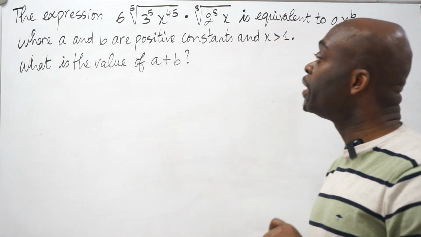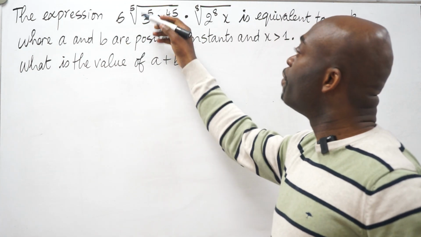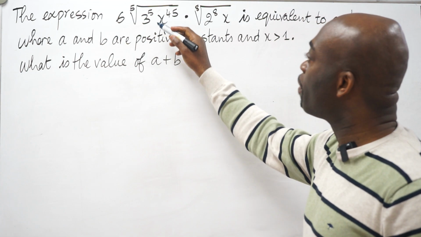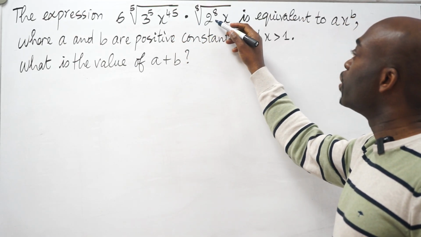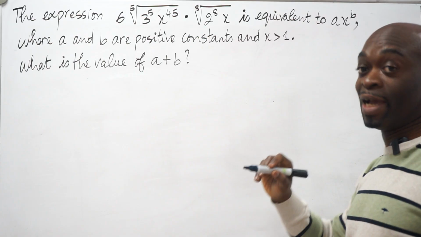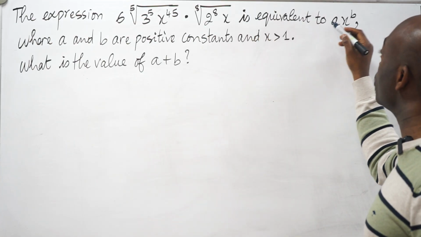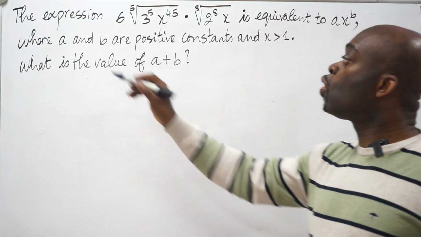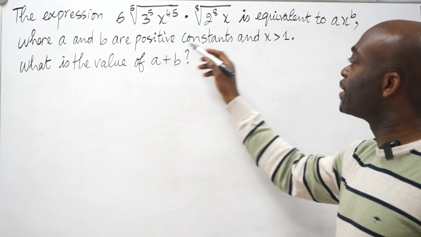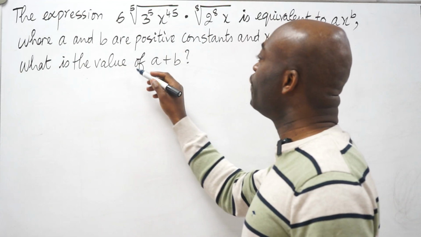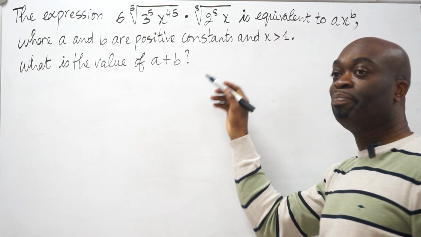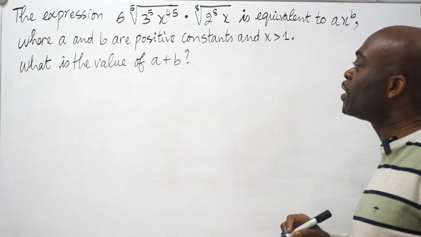Really interesting problem here. The expression 6 fifth root of 3 to the power 5x to the power 45 times eighth root of 2 to the power 8x is equivalent to ax to the power b, where a and b are positive constants and x is greater than 1. What is the value of a plus b? Okay, so what's really happening here?